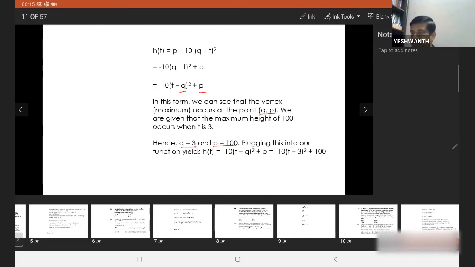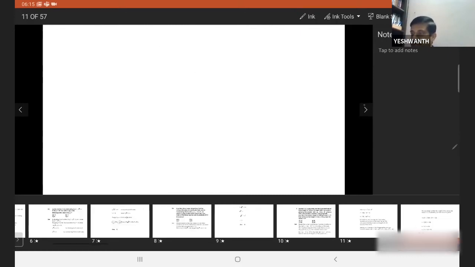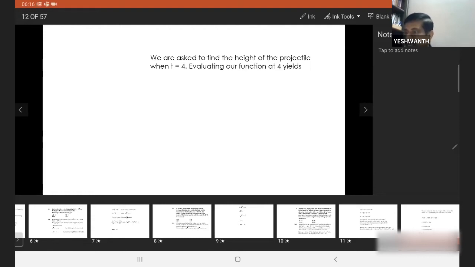So that means, what should be taken? Y should be taken as the maximum height. That is happening at t equal to 4. So put t equal to 4, you'll get minus 10 into (4 minus 3) whole square plus 100. That is minus 10 into 1 squared, which is 1. So minus 10 plus 100 is 90. Therefore, the maximum height is 90 units.